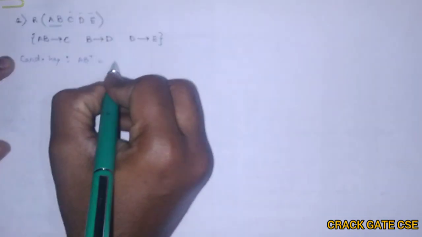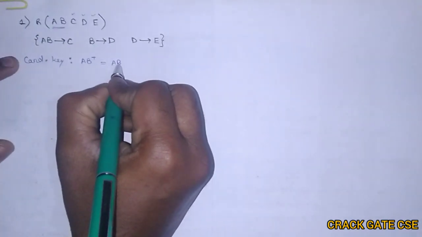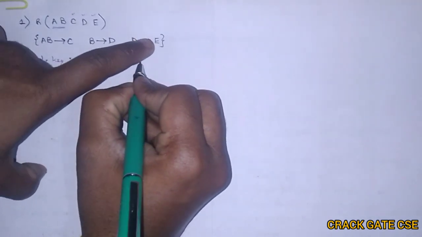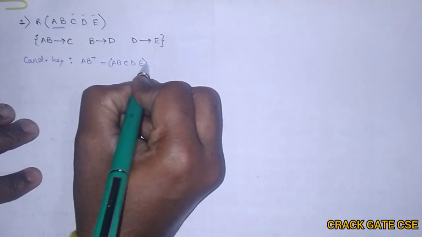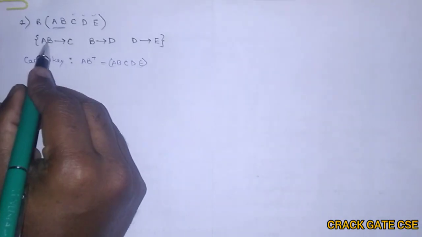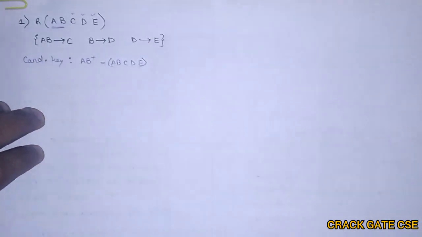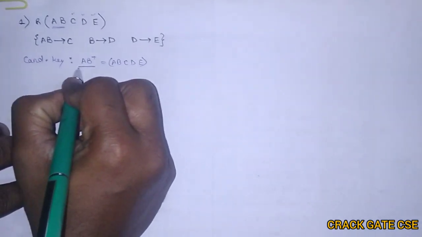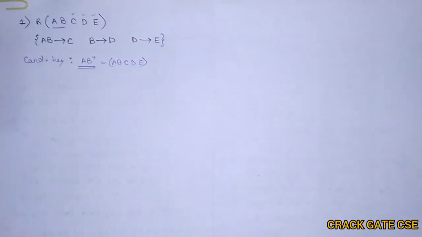You can see that AB closure is giving AB, which is trivial. It is giving C, and using B we can go to D, and using D we can go to E. That means AB closure is the candidate key, and you cannot derive A or B. A or B is not in the right hand side, so it cannot be derived from any of the attributes. So this is the only candidate key possible in this particular question.